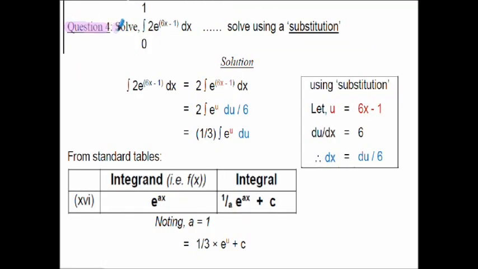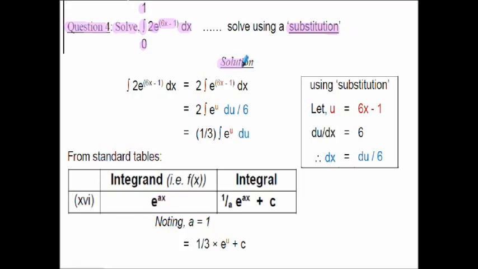Question 4. We're asked to solve the integral of 2 multiplied by e to the (6x minus 1) with respect to x between the limits of 0 and 1. This is a definite integral. If we review our standard tables of integrals, we see the only standard form for an exponential function is e to the ax, and that's not the form we have in question 4. That's more of the form e to the ax plus b. So we're going to try and use substitution to solve this non-standard integral.